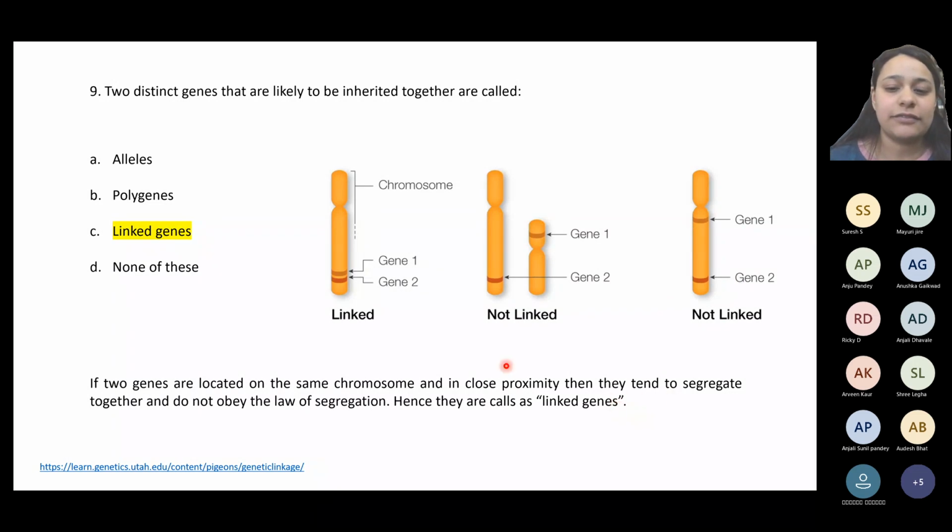Why? Because if they are present in close proximity, they tend to segregate together and do not obey the law of segregation. This law of segregation, which was one of Mendel's laws, is not obeyed by this particular set of genes which lie on the same chromosome in very close proximity. Hence, they are known as linked genes. The law of segregation basically says that any two different genes will segregate independent of one another. Why? Because suppose in this particular example gene 1 and gene 2 were present, what would happen?